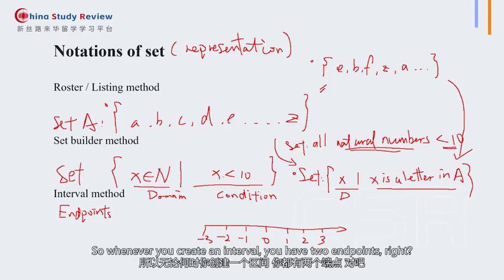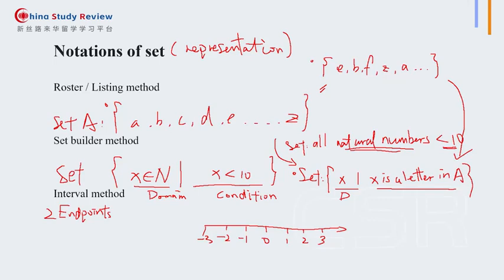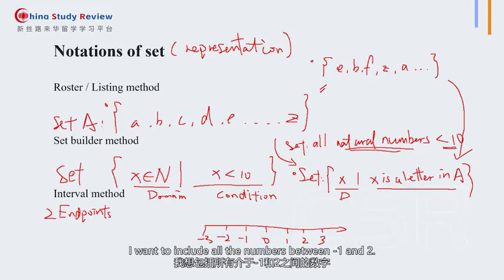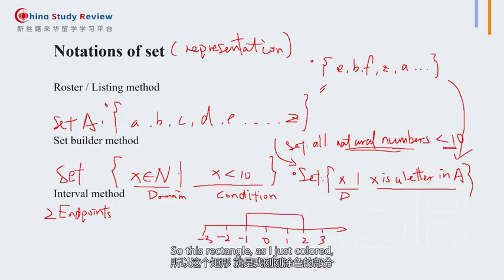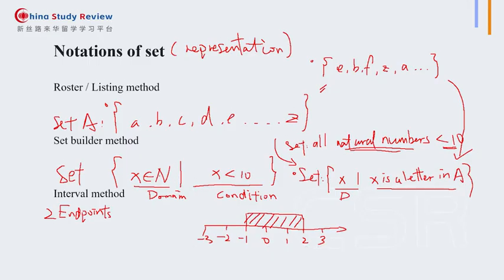So whenever you create an interval, you have two endpoints, right? It means that you include all the numbers between these two endpoints. For example, I want to include all the numbers between -1 and 2. So this rectangle, as I just colored, is an interval from -1 to 2. So I include every number inside it.